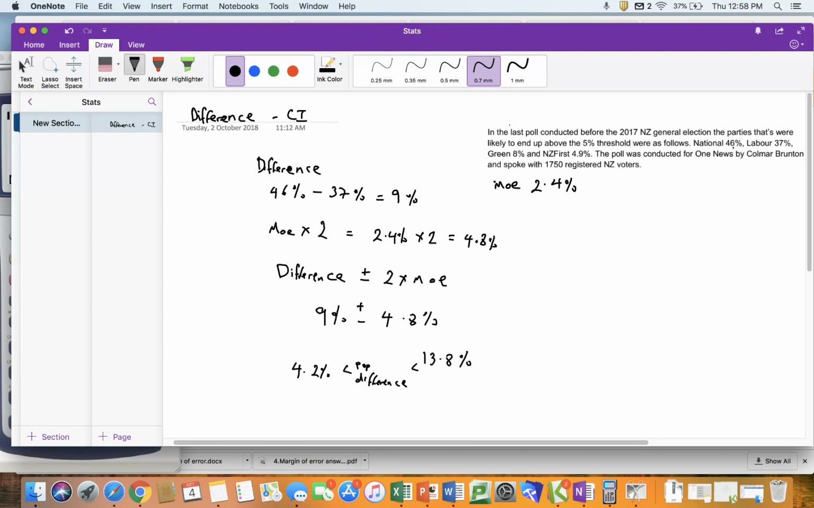So that's the difference. We've only got one more video to go on margins of error and confidence intervals, and that's when we'll look at the difference between two proportions when you've compared them from two different samples.